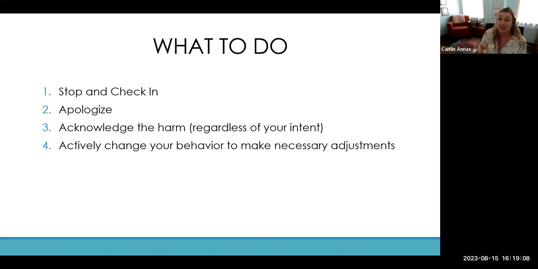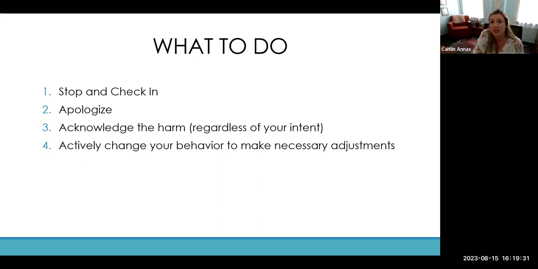The second is to apologize. It's easy for us to get offended and defensive, and that could prevent us from communicating with people effectively. But I think it's important to remember that sometimes people are responding badly based on reasons that have nothing to do with you. The third is to acknowledge the harm that you have caused, regardless of your intent.